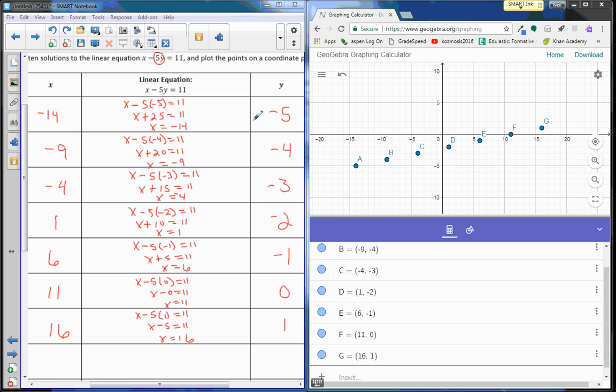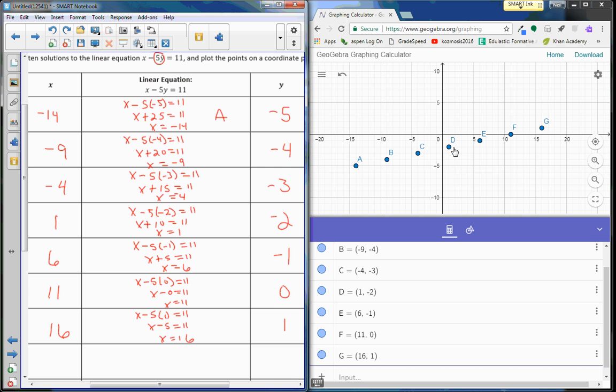Okay, so here we go. I graphed all of these points. A is the point negative 14, negative 5. That's my first one. Then I went in order. B is negative 9, negative 4. C is negative 4, negative 3. And 1, negative 2; 6, negative 1; 11, 0; 16, 1. I'm just showing you that those are what I graphed.